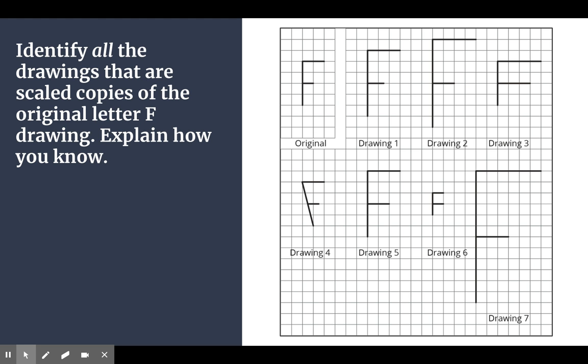So the original drawing of F is 4 units tall, right? Its top horizontal segment is 2 units wide, like we said before, 4 units tall, 2 units wide. And then the shorter horizontal segment is only 1 unit, that part in the middle, okay?